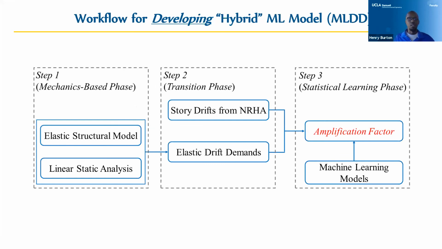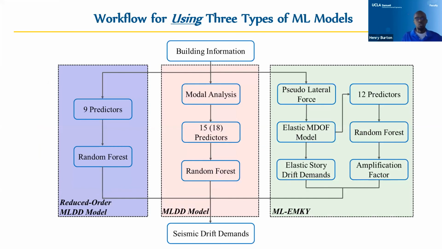In the hybrid model, there's this intermediate step where you have to first develop elastic drift demands from an MDOF. And you're using the machine learning model to get the relationship between these elastic drift demands and the story drift demands from nonlinear response history analyses, right? So this actually requires that the user do some type of analysis to be able to use this model. And this is what I was getting at. So this is the workflow for using these different types of models.